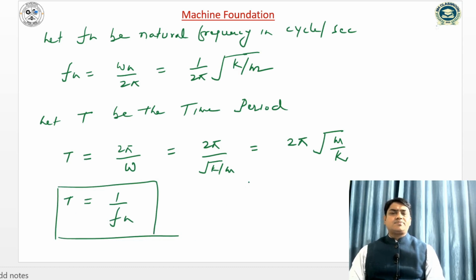So in the next class, I will discuss the second case of free vibration, that is the mass spring dashpot model, and after that I will discuss the forced vibration, and in forced vibration I will discuss the mass spring model and then the mass spring dashpot model.